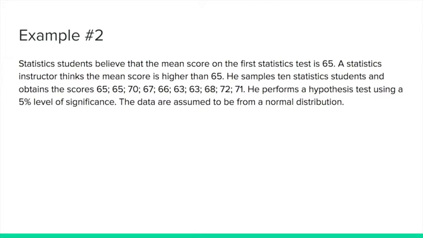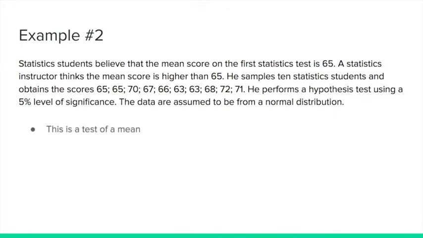Okay, a stats instructor thinks that the mean score is higher than 65. So he samples 10 stat students and obtains the scores 65, 65, 70, etc. He performs a hypothesis test using a 5% level of significance. That's the same thing as saying that alpha is 0.05, and the data are assumed to be normal.